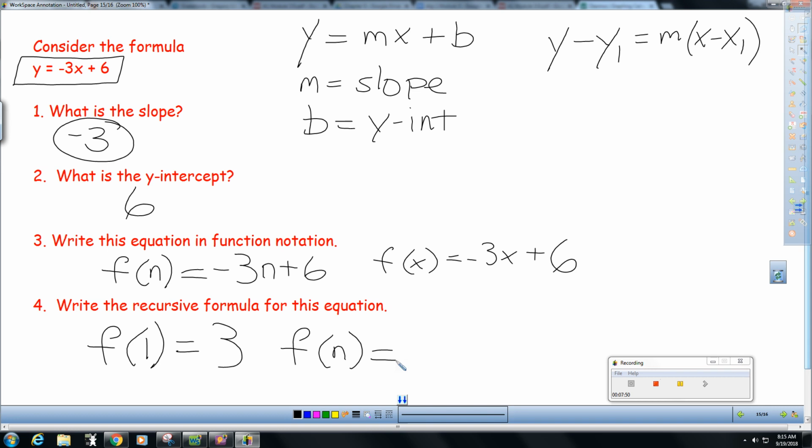We take the previous number, excellent, which is called f of n minus 1, and what do we do to it? Do we add, well, we add the slope, is that what you said? So I could do plus -3, but what's a better way to write that? Does that make sense? Okay? Everybody good?